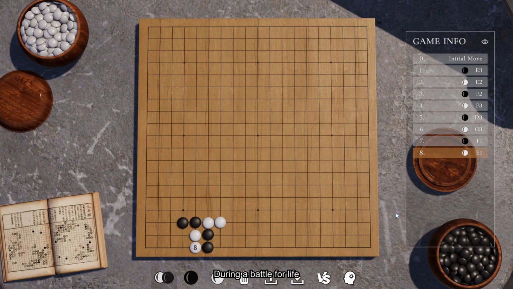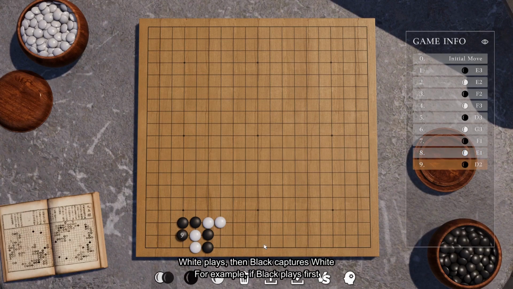During a battle for life, an important point for us is to take away liberties. We first need to learn how to count liberties in a battle. So let's notice these two white stones. They have two external liberties, and the two black stones outside also have two liberties. So this is the simplest battle for life of two liberties versus two liberties. So whoever takes a liberty first will win the battle. This is called winning by moving first with equal liberties.